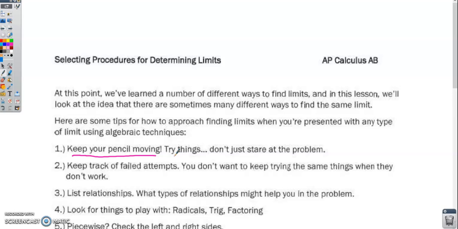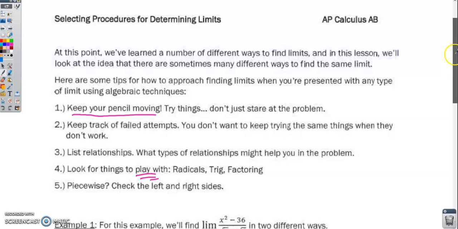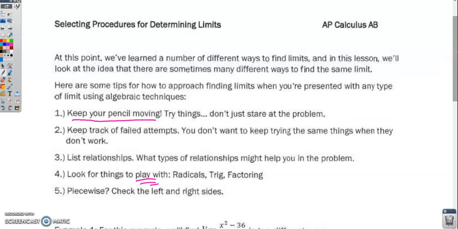Look for things to quote unquote play with. Are there things that we can simplify? Are there radicals in the expression that we can use conjugates to simplify the limit? Are there pieces of trig that we might be able to use identities to simplify things? Is there some type of factoring that we can use? And then lastly, if you're dealing with a piecewise function, make sure you're looking at both the left and the right-hand sides as you're trying to find those limits.